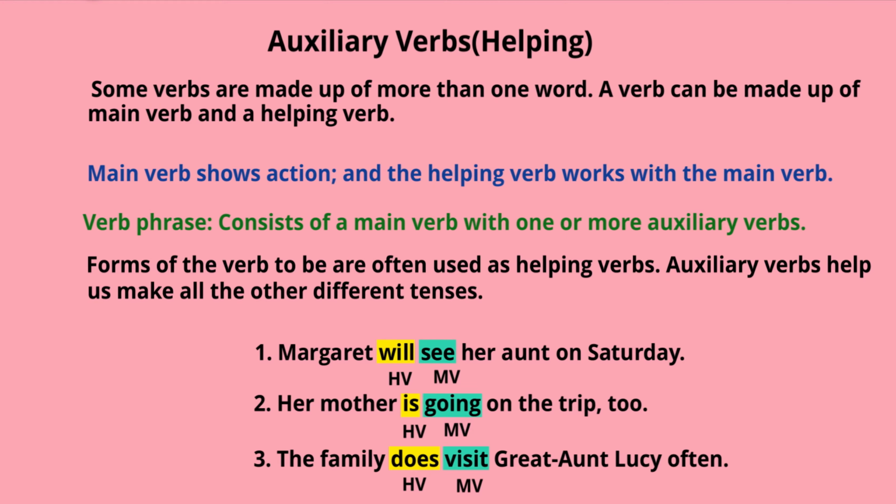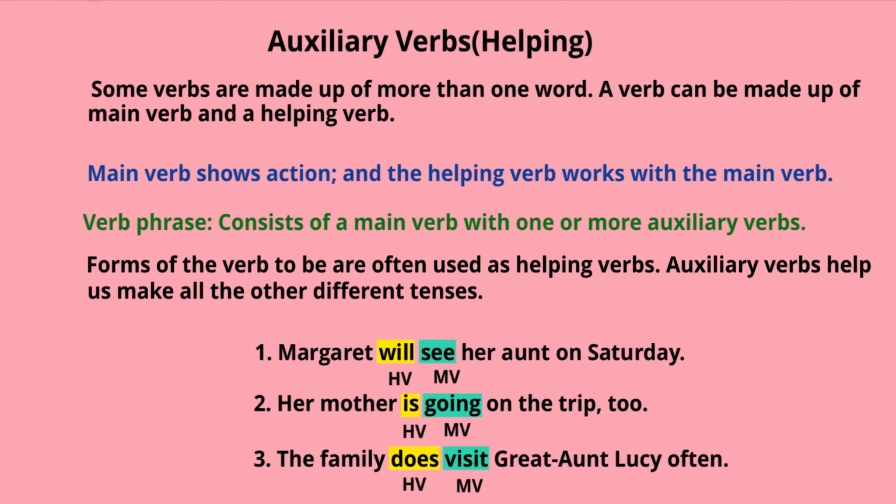Some verbs are made up of more than one word. A verb can be made up of a main verb and a helping verb. Main verb shows action and the helping verb works with the main verb. What is a verb phrase? Verb phrase consists of a main verb with one or more auxiliary or helping verbs. Forms of the verb to be are often used as helping verbs.